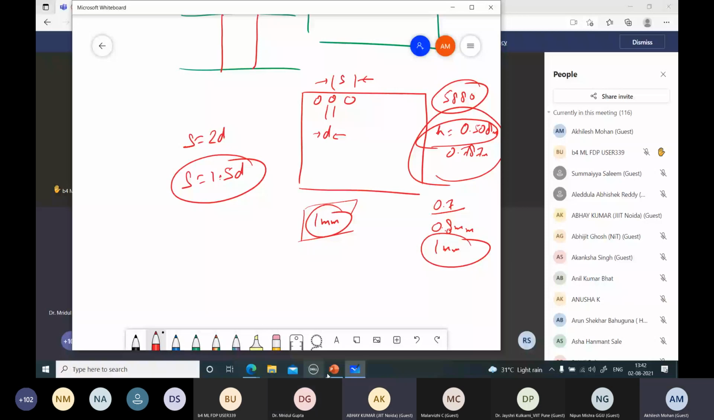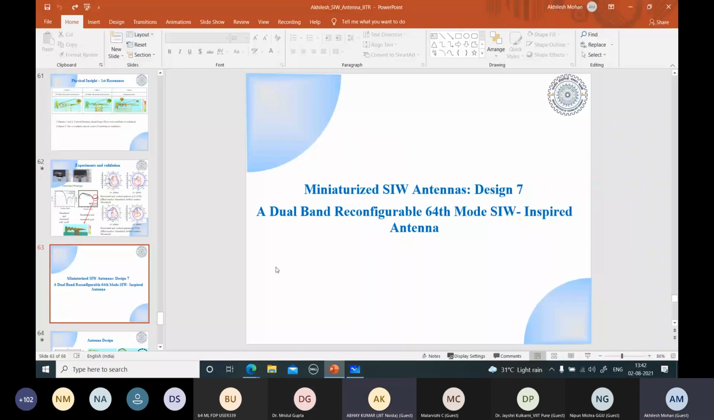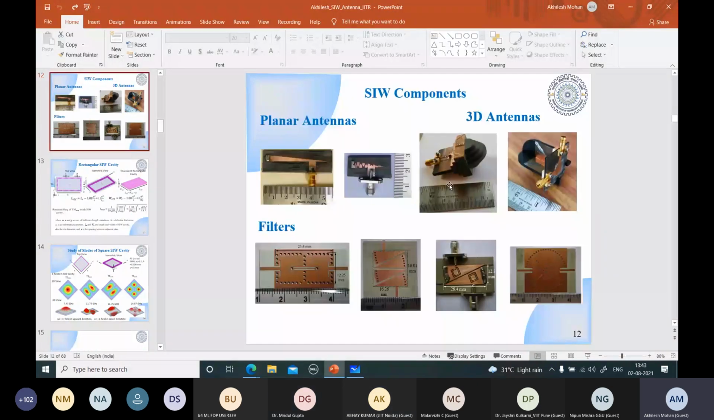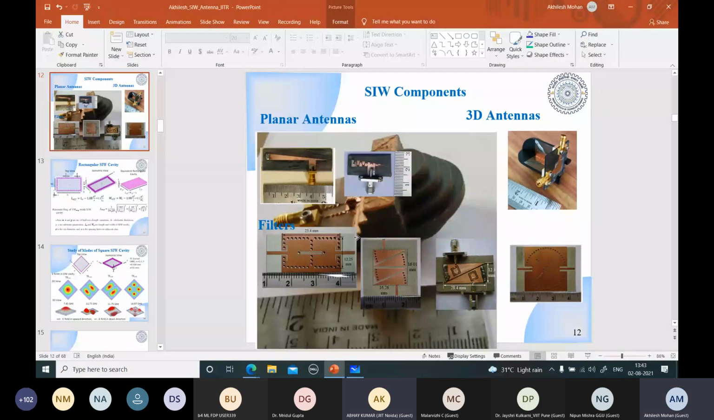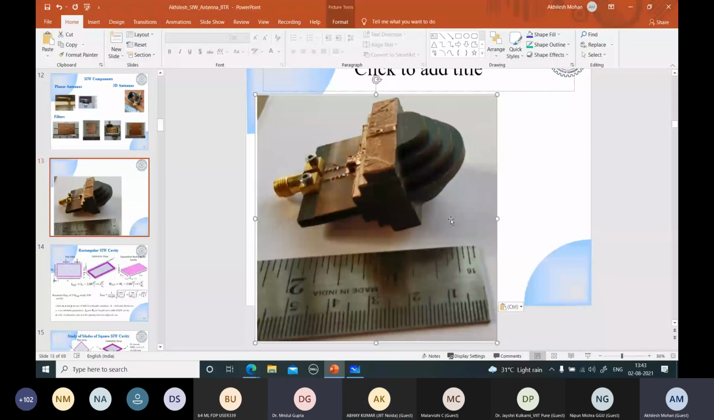Right. Actually, for me also, we have used this 3.2 for the three-dimensional antenna. We did it. I will show you some of the figures here. That is the three-dimensional antenna we have designed. Sir, I work on the SIW horn antenna. This one we have, this is on 3.2. Okay, sir. We have designed it.